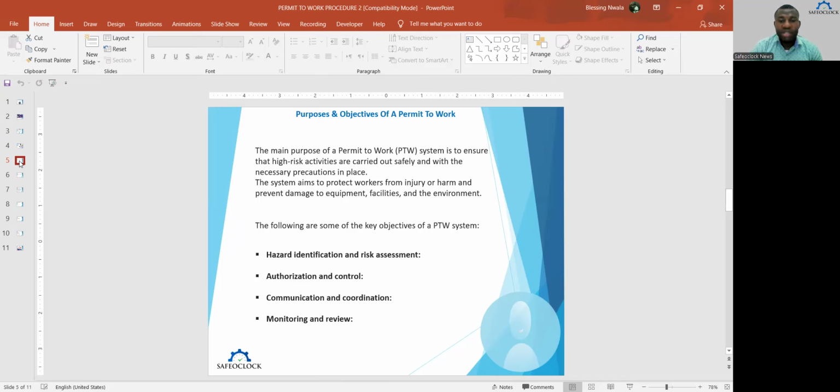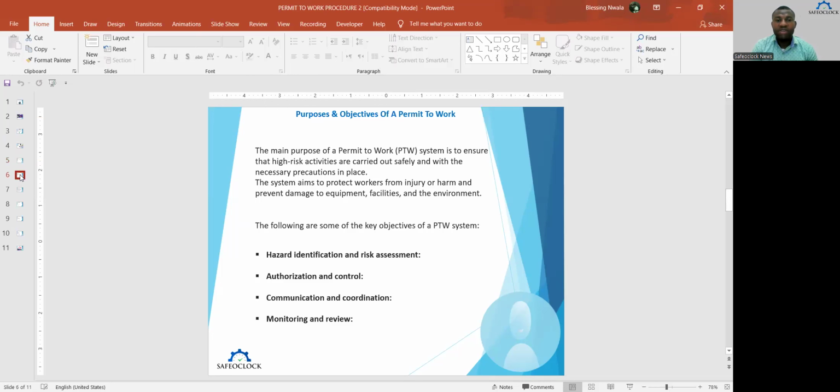It also helps in monitoring and review. With permit to work, you can adequately monitor that activity. You will know the certain activities that are going on. You know the number of activities you have at a particular time. You know the location. You know who the responsible people are. So monitoring is made effective and efficient with the use of permit to work.